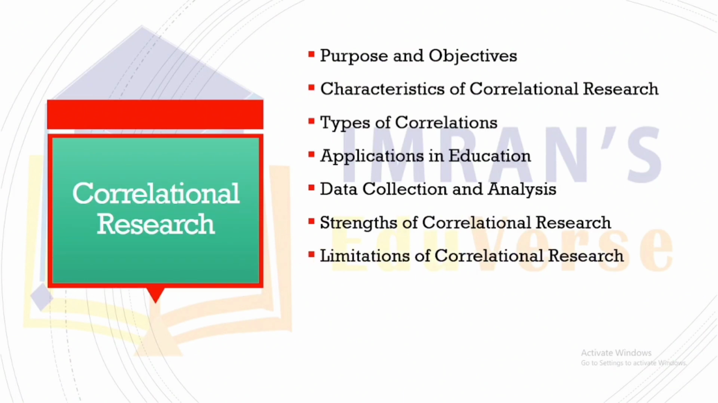No causation. The primary limitation is the inability to establish causation. Correlations do not prove that changes in one variable cause changes in another variable. Third variable problem. The presence of an unaccounted third variable can confound or influence the observed correlation between two variables.